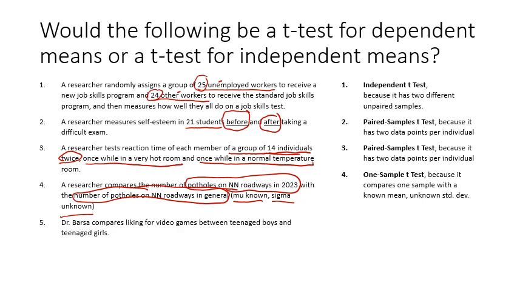Finally, number 5: Dr. Barsa compares liking for video games between teenage boys and teenage girls. Here I can see we have two groups of individuals, teenage boys and teenage girls. Nothing in the problem suggests that each teenage boy is connected in some way to one of the teenage girls. They're not paired, they're not matched. These two groups are completely independent, and so we have an independent samples t-test.